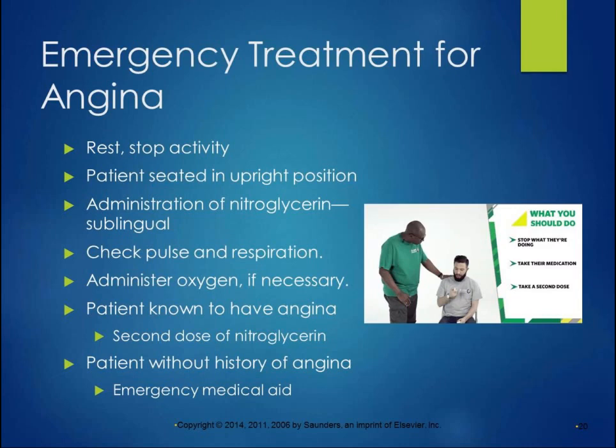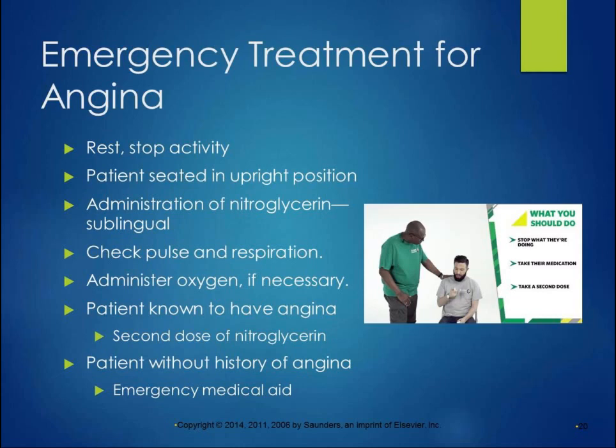nitroglycerin. If this is a patient who hasn't had a history of angina and they have the sudden onset of chest pain, that is a good time to call 911. Or if you're in the hospital, to call the nurse right away. Get them over there and get some emergency medical aid. So a lot of times I will, even if the patient has been through this before, and if they have to go through and take 2 doses of nitroglycerin, I will recommend to them that they call their doctor.